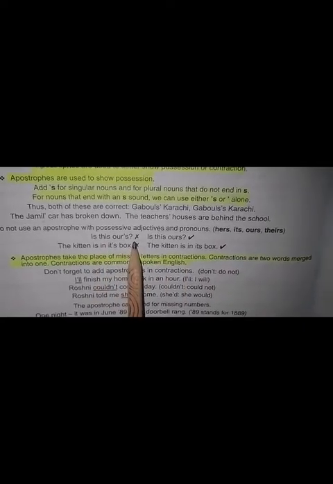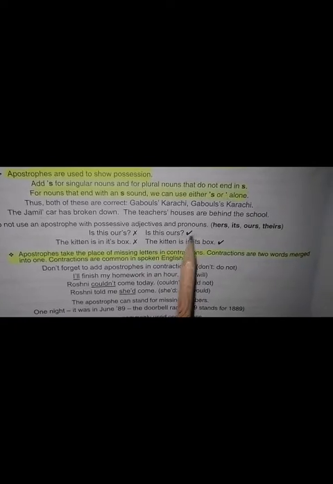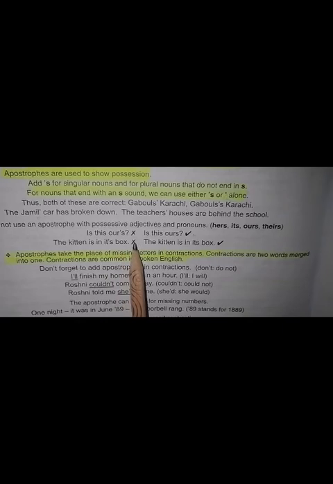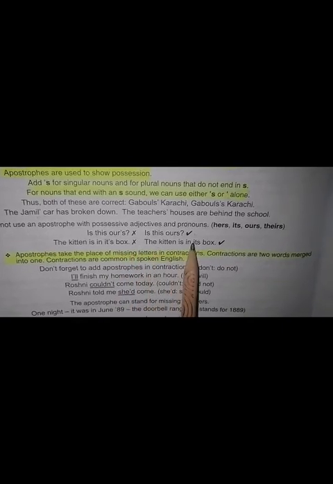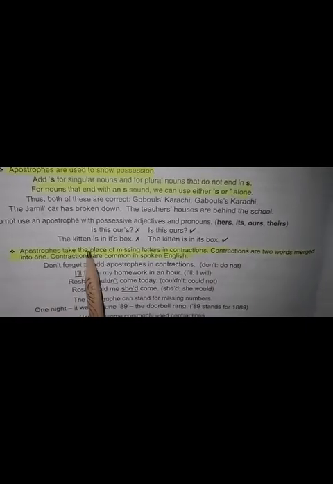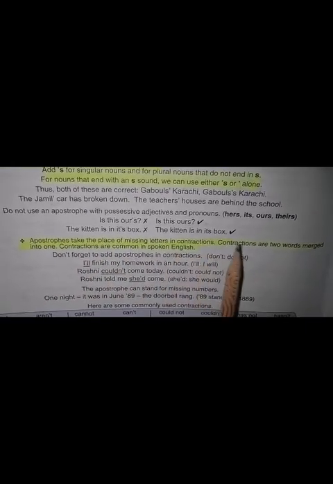Is this our's? Wrong formation. Is this ours? Correct formation. The kitten is in it's box. Wrong formation. The kitten is in its box. Correct formation. Apostrophes take the place of missing letters in contractions.